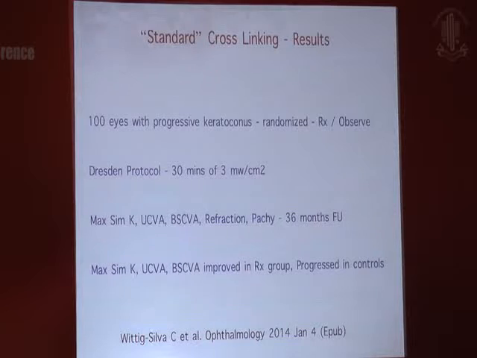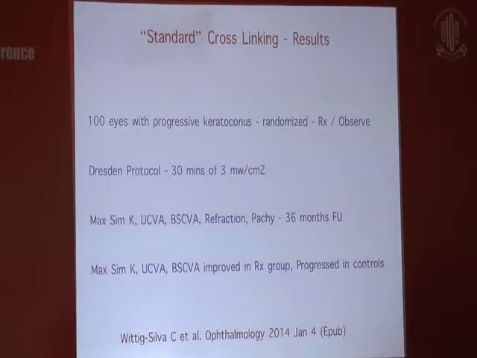So if we look at the results, and there's plenty of it in the peer-reviewed literature now, this is a very recent article published in Ophthalmology in January of this year. There were 100 eyes that were randomized to treatment or no treatment in the fellow eye, and the Western protocol, which is the classical protocol we all started off doing, was used: 30 minutes of ultraviolet exposure with an intensity of 3 milliwatts per square centimeter. In this study, the maximum sim-K, the unaided vision, the best corrected vision, the refraction and tachymetry at 3 years follow-up all improved in the treated group but worsened in the control group, indicating that standard cross-linking does indeed work in arresting keratoconus progression.